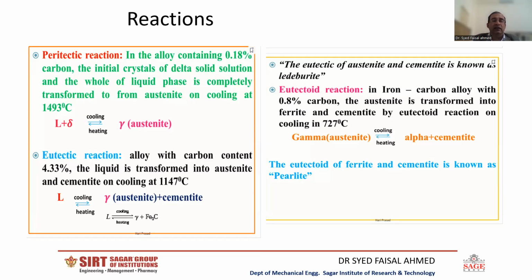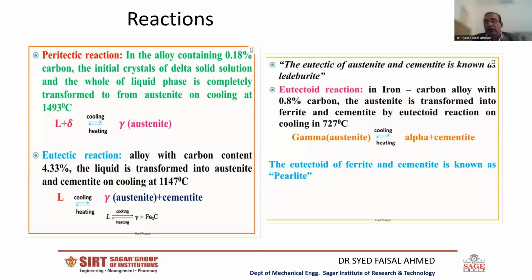And the eutectic reaction occurs with the carbon content of 4.33%, where the liquid is transformed into austenite and cementite on cooling at 1147 degrees centigrade. Right, and in the previous slide we have seen that the right axis was the temperature in degrees centigrade. This eutectic of austenite and cementite is known as ledeburite.